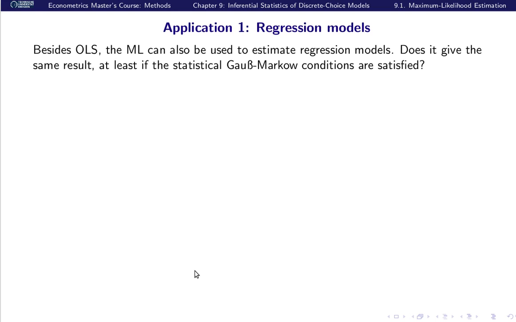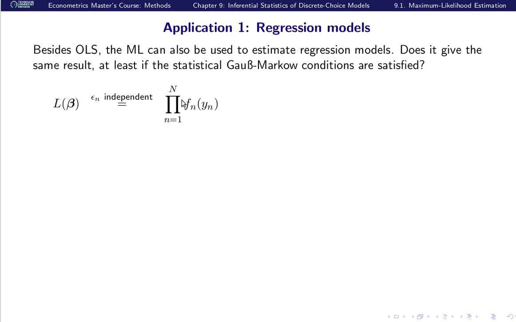And the first example, the first application is regression models, and the question is, can we also apply the maximum likelihood to regression models? And if so, does it give the same result, and under which conditions? So let's just do it.